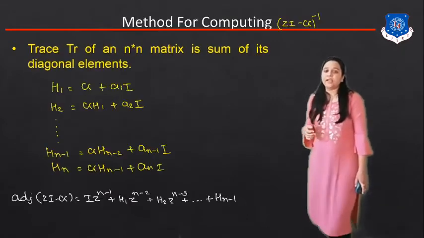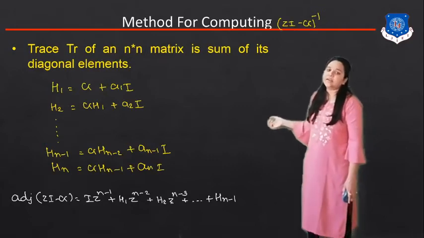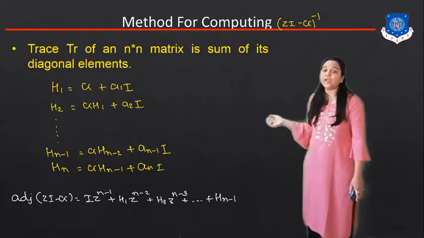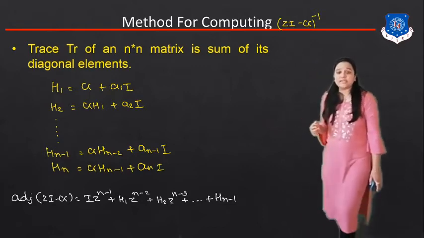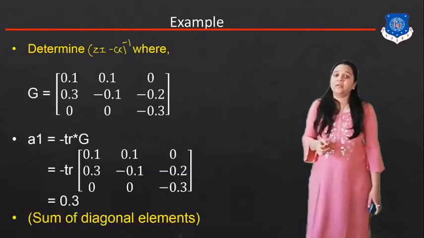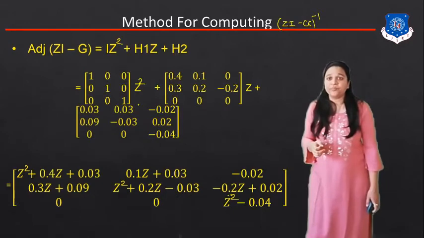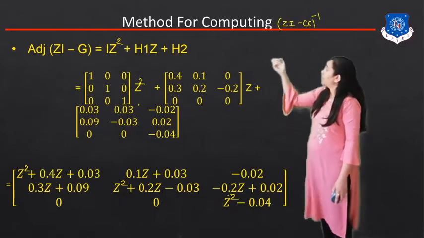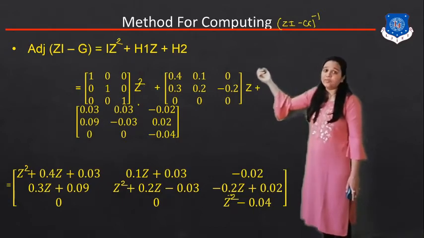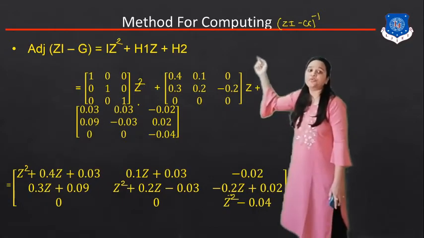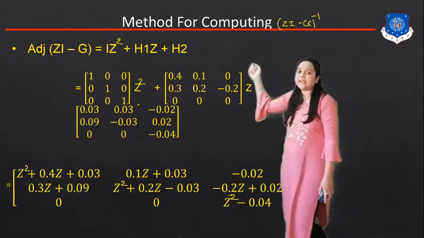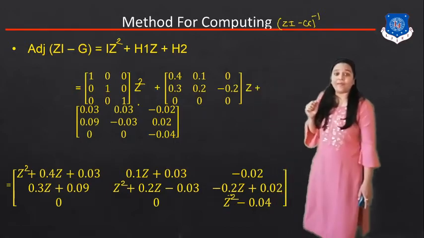you can see that adjoint of zI minus Z is equal to I into Z^(n-1) plus H1 Z^(n-2) up to H(n-1). Here our maximum value of H is 2. Okay, so we can write the equation in the last term. So adjoint of Z, here you can see that the value of H3 is 0. Okay, so we can put here H2 into Z raised to 0 plus H1 into Z raised to 1 plus I Z square.